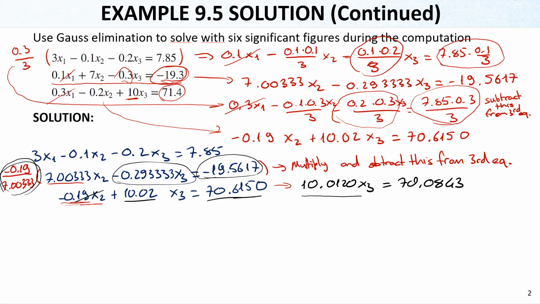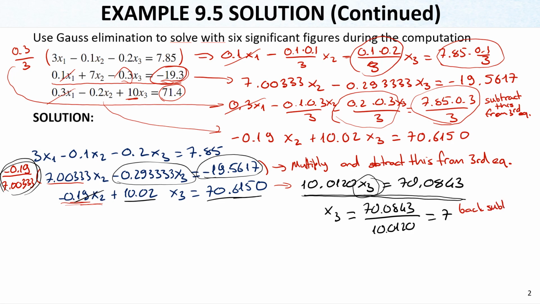So simply we will have this equation as the third row here, and that's why we will have just one unknown here, so that we can start from here for back substitution. If we simply isolate x3 here, we will find 7.0843 divided by 10.0120 is equivalent to 7. Simply. Then back substitute this into the second equation, meaning here.